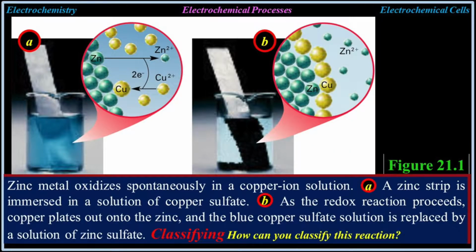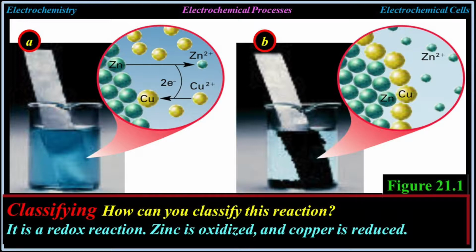Zinc metal oxidizes spontaneously in a copper ion solution. A, a zinc strip is immersed in a solution of copper sulfate. B, as the redox reaction proceeds, copper plates out onto the zinc, and the blue copper sulfate solution is replaced by a solution of zinc sulfate. Classify. How can you classify this reaction? It is a redox reaction. Zinc is oxidized and copper is reduced.